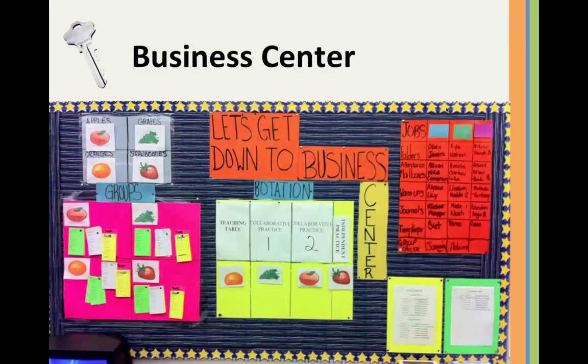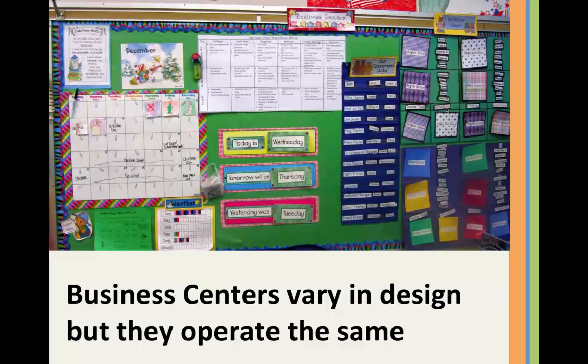So here's another business center, and you're going to see that the business centers vary in design, but they all operate the same. What you're seeing here is a rotation chart that's a little bit different. They have a behavior matrix at the top. That is not something I typically use because once we get a rotation system going, the first thing teachers tell us is a significant decrease immediately in behavioral problems.